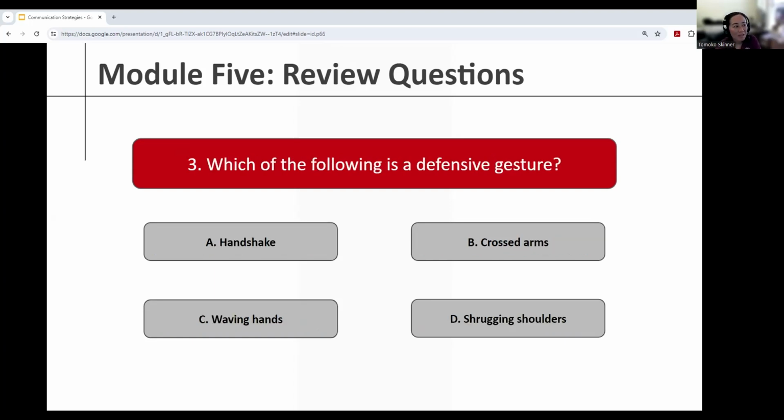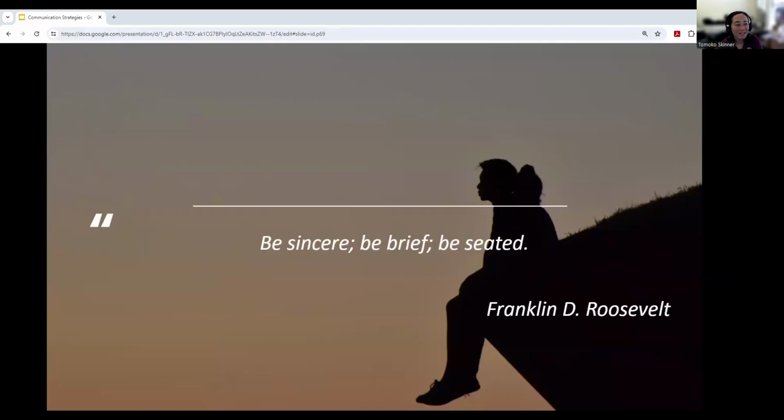Okay. Which of the following is a defensive gesture? A, handshake. B, crossed arms. C, waving hands. D, shrugging shoulders. Which of the following is a defensive gesture? Correct, B, crossed arms.